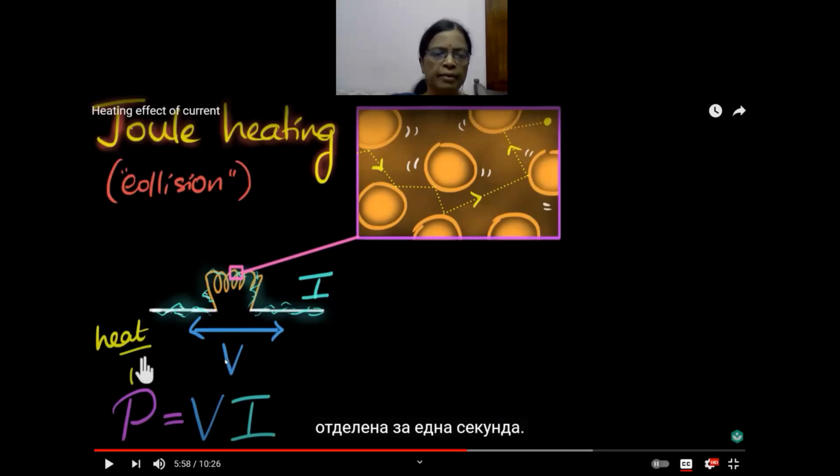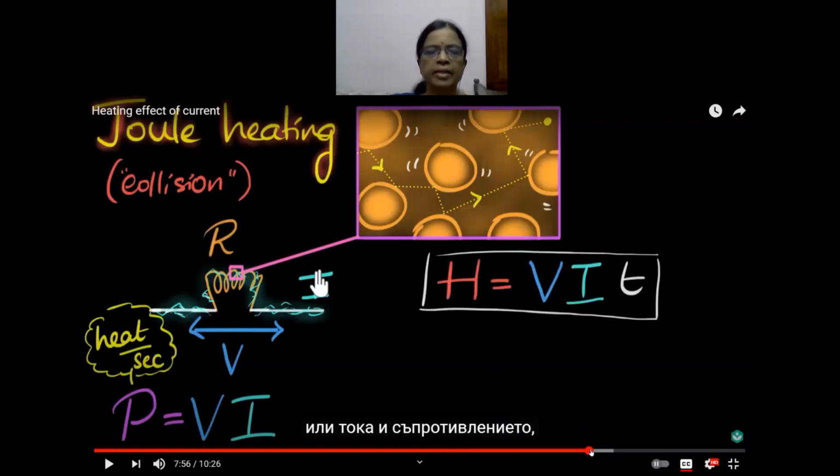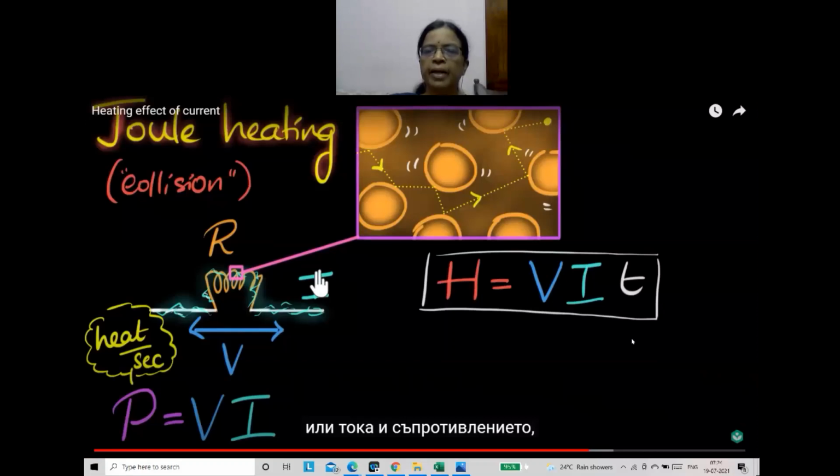When we apply a potential difference, the current flows. The power generated or dissipated is calculated as power equal to VI. The heating effect produced is equal to VIT. That is the formula. VI is the power, and power into time gives the heating effect. This is Joule's heating, and we can write it in different forms.